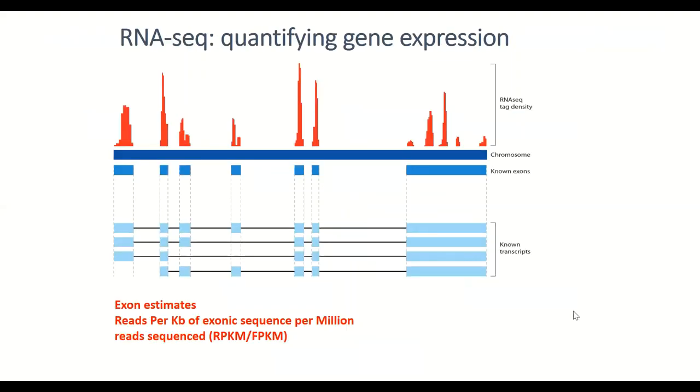So here is just a schematic figure to see what gene expression looks like. Each red bar just shows the number of mapped reads. Higher means the number of mapped reads is bigger. Basically, it means the expression level is higher. Okay, so this just shows how the expression level is generated.